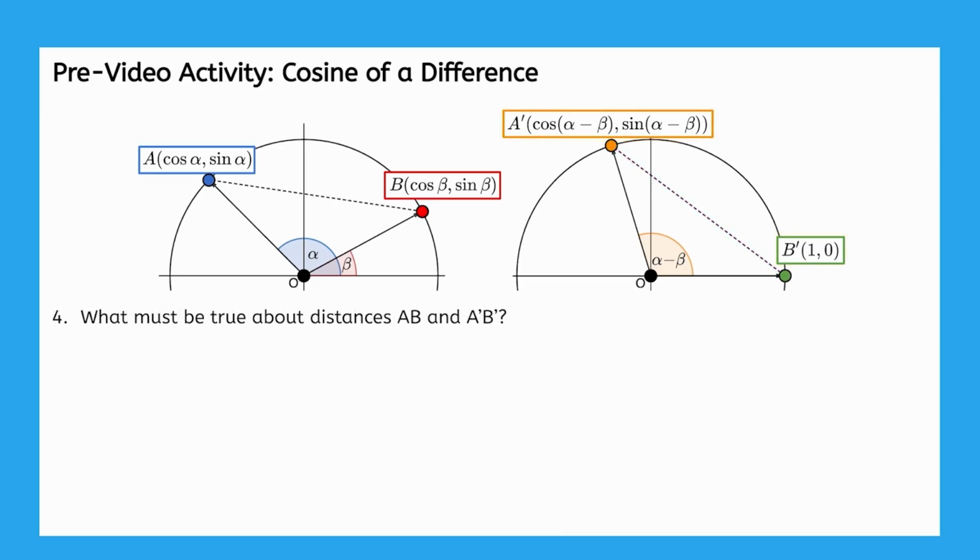Lastly, what must be true about these two distances? Segments AB and A'B' are corresponding sides of triangles AOB and A'OB', which we already established are congruent. This means sides AB and A'B' must be congruent, so AB equals A'B'.